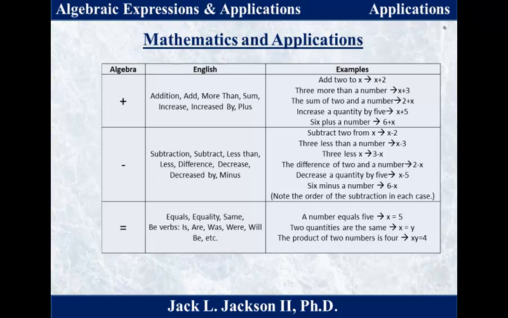Subtract 2 from x. That would be x minus 2. 3 less than a number. That would be x minus 3. 3 less x. 3 minus x. I don't particularly like that one, but I've seen that. The difference of 2 and a number. 2 minus x. Decrease a quantity by 5. x minus 5. 6 minus a number. 6 minus x.